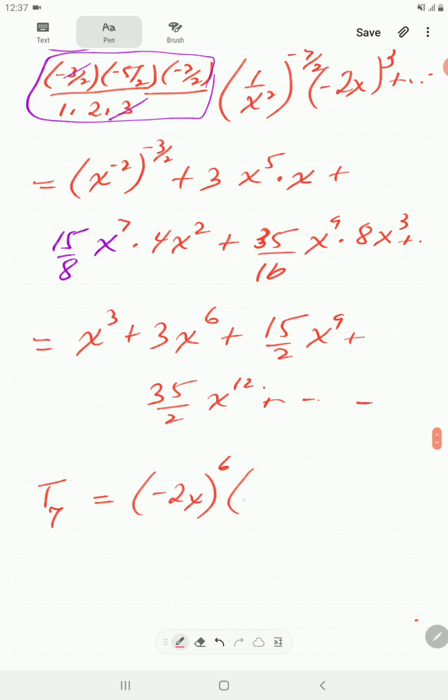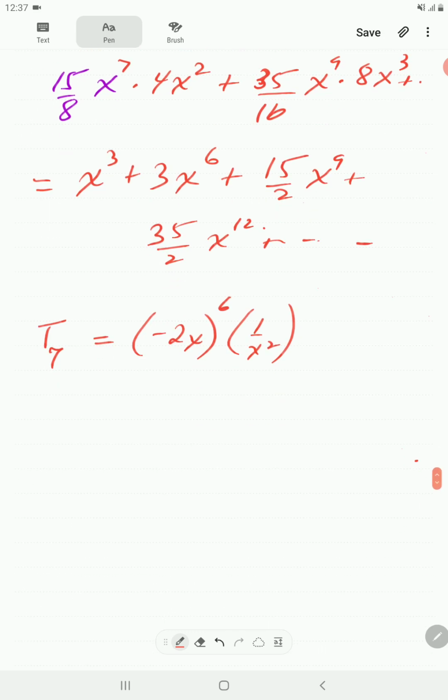Then this term, the power of this plus 6 must be equal to -3 halves. So maybe let's just work that out here. 6 plus x is 3/2. So x is negative 3/2 minus 12 over 2, which is 6. It's going to be minus 15 over 2.